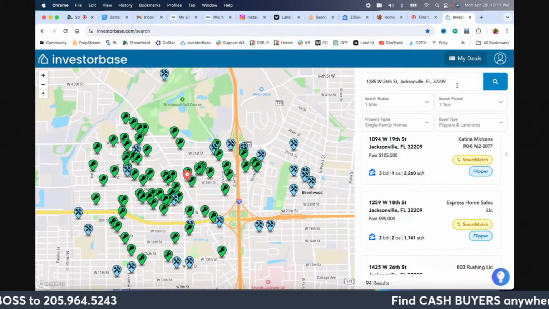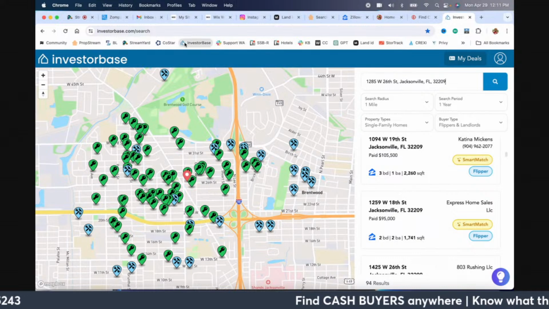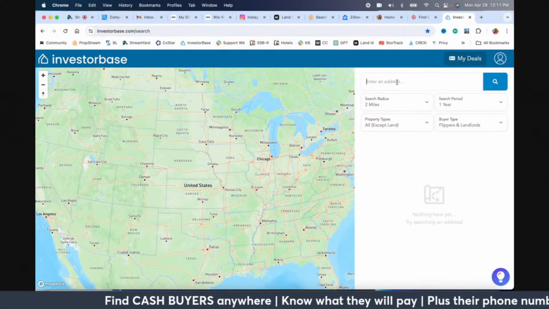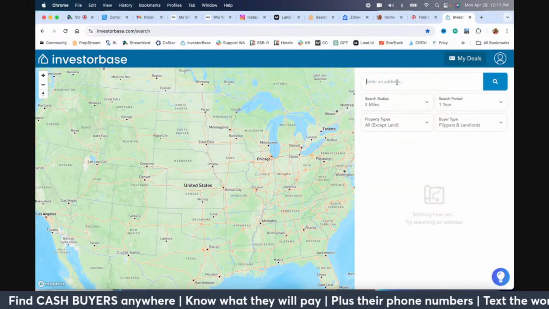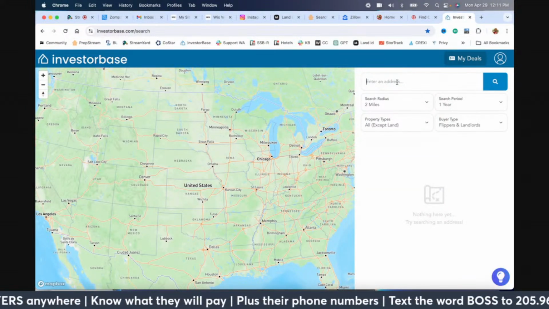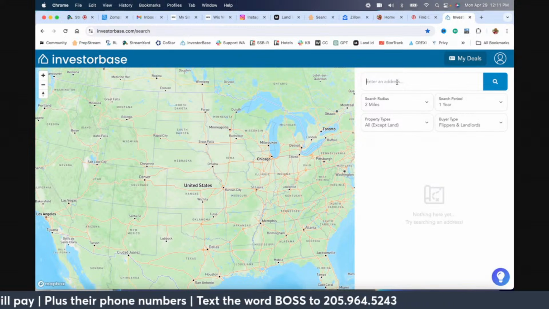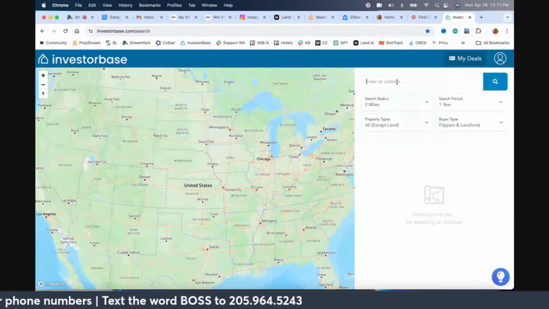All right, so what else we got here? The real Terry asks, good afternoon, guys. What's the best way to secure a hard money loan or private money loan or partner? Okay, so what's the best way to secure hard money?